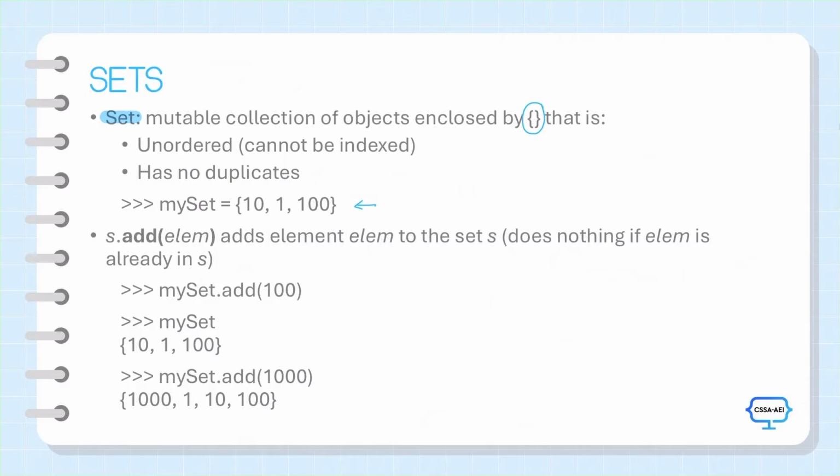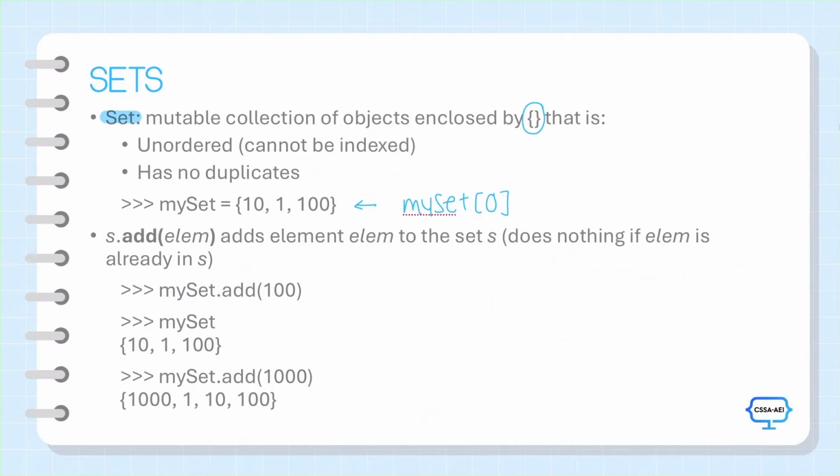So here I have a set with 3 elements, 10, 1, and 100. Note that if I try to do this, I would get an error because it's unordered, so it doesn't necessarily mean that 10 is the first element, even though it looks that way right now. It's unordered, so we can't index things.